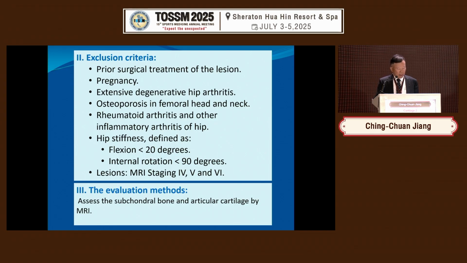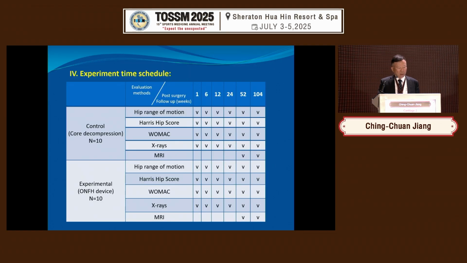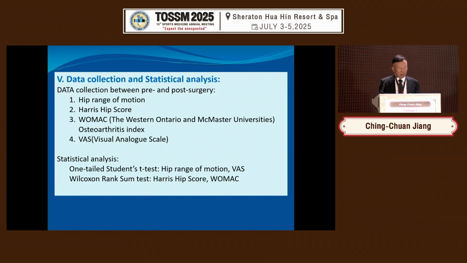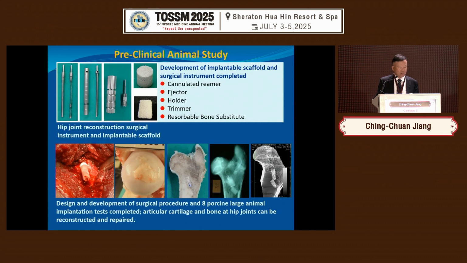The evaluation method includes assessing the subchondral bone and articular cartilage by MRI. So this is the follow-up protocol of our trial. We followed patients for 2 years, and actually we have followed them for more than 2 years right now. There is some statistical analysis to evaluate the result. Of course, we have done a preclinical animal study using minipigs. And Professor Pierre, who at that time studied with me, had a chance to join me in doing some of the animal study.